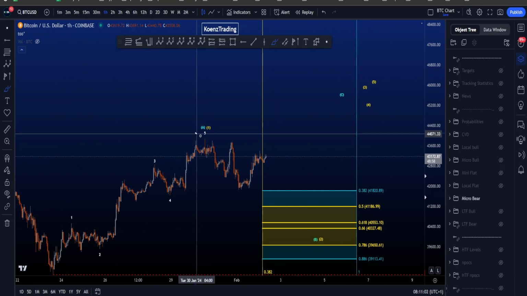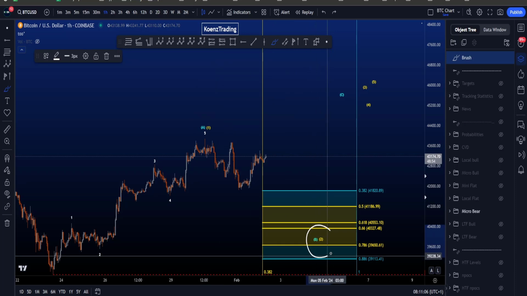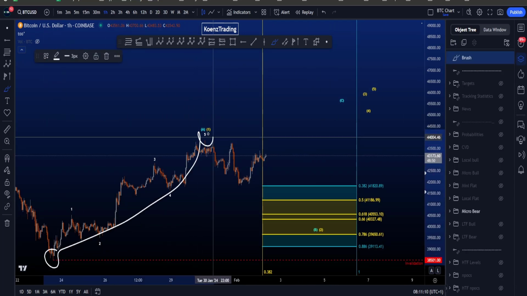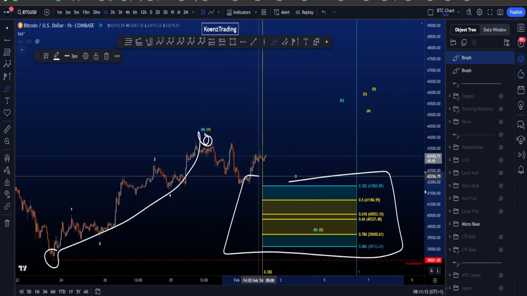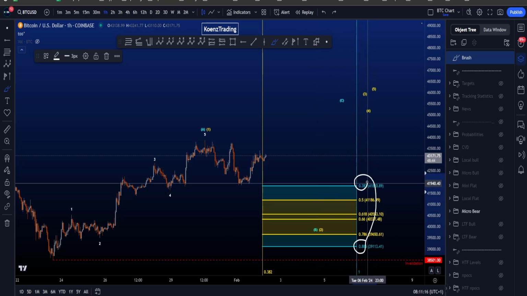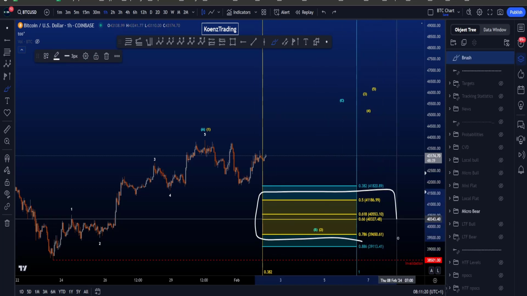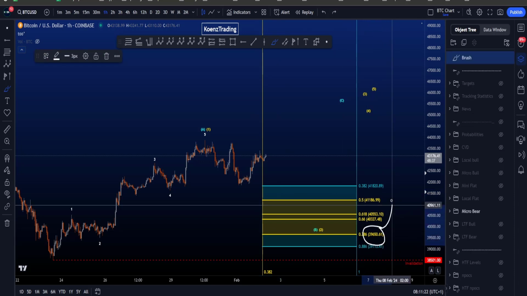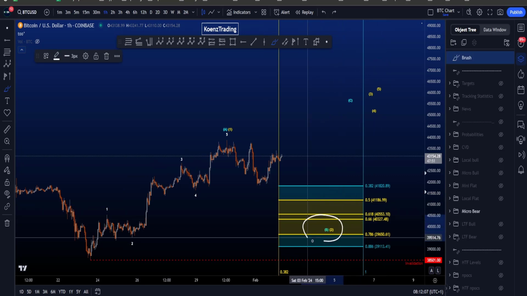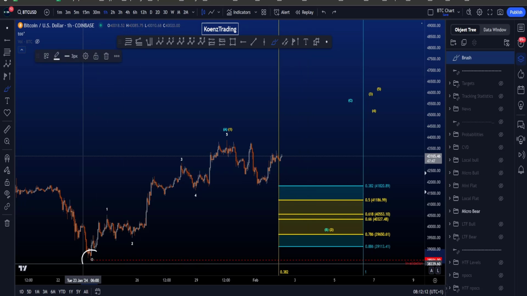Now in this scenario, wave A or 1 is already finished and we are looking for a wave B or a wave 2. These fibs are taken from the low to the high that we have over here, giving us the target area for a wave B or 2. For wave B, the 0.886 to the 0.382, 39.1k to 41.8k. For wave 2, 0.786 to 0.5, 39.6k to 41.2k.